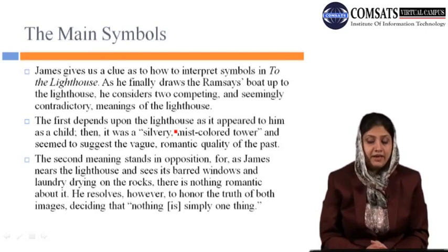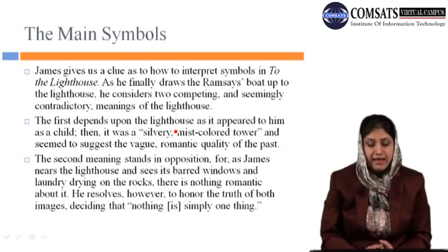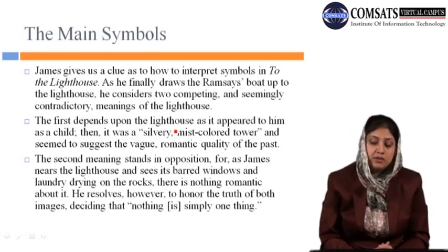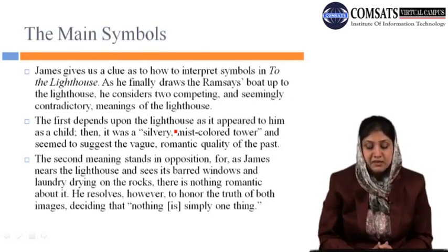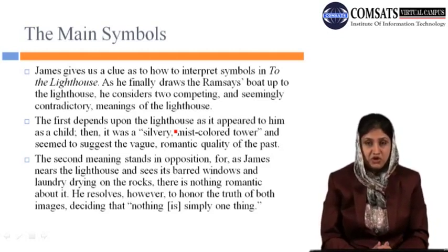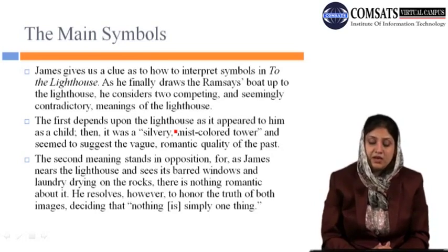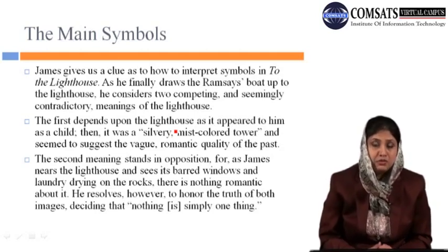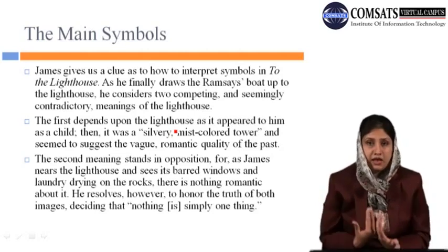James gives us a clue as to how to interpret symbols in the lighthouse, and that's a big job she has done. As he finally draws the Ramsays' boat up to the lighthouse, he considers two competing and seemingly contradictory meanings of the lighthouse. The first depends upon the lighthouse as it appeared to him as a child. Then it was a silvery, mist-colored tower, and seemed to suggest the vague, romantic quality of the past. So you see that the very symbol of the lighthouse can be interpreted from altogether different perspectives to understand opposing ideas.